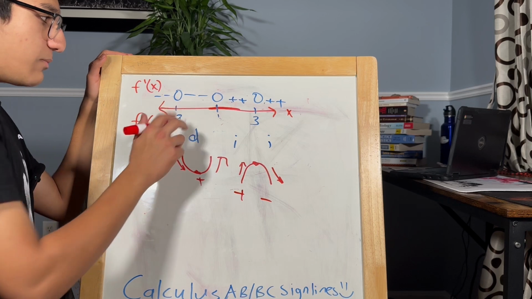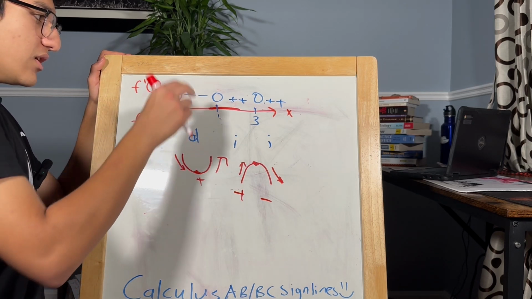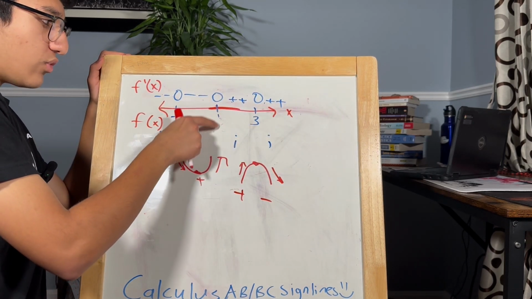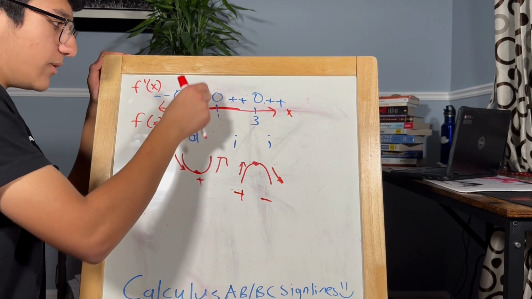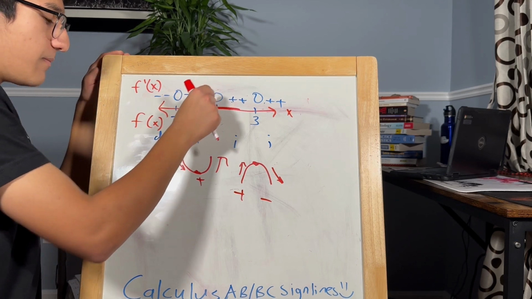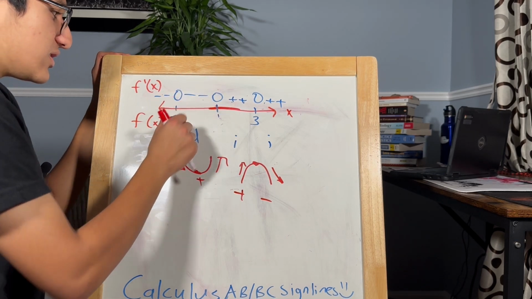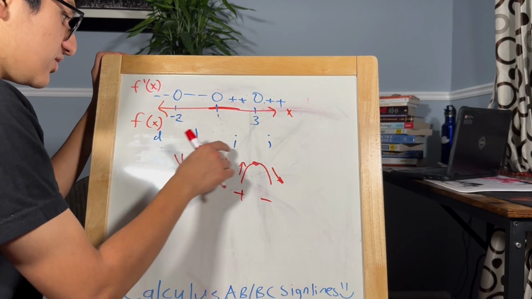So let's look at this example. It's going from negative to positive. So the critical point is x equals 1 because the derivative is 0, which means the function is going from decreasing to increasing.